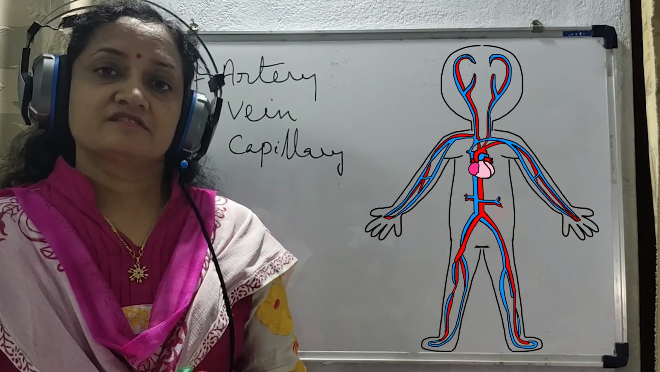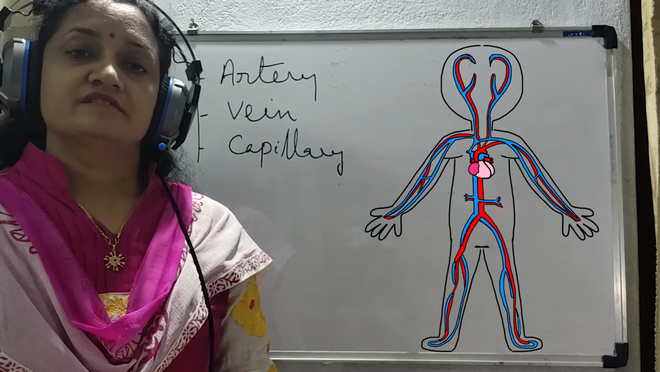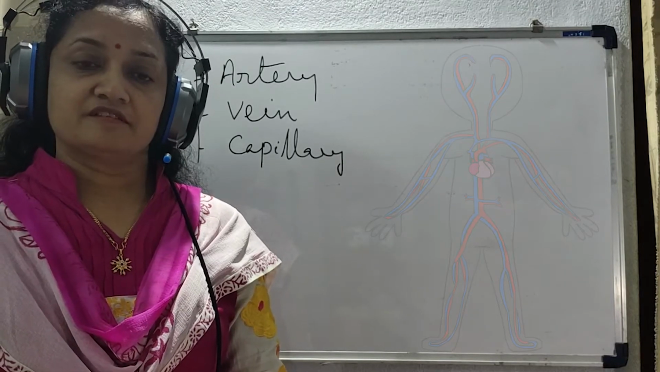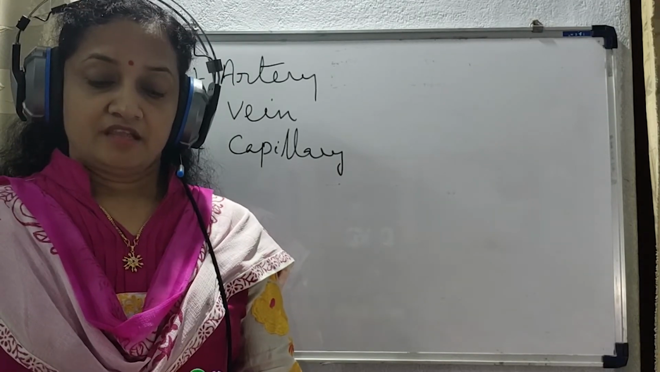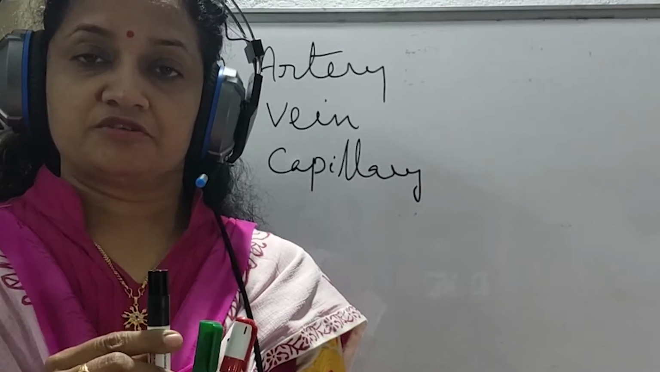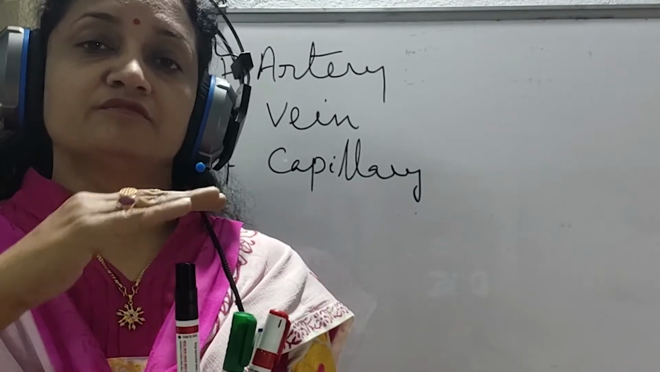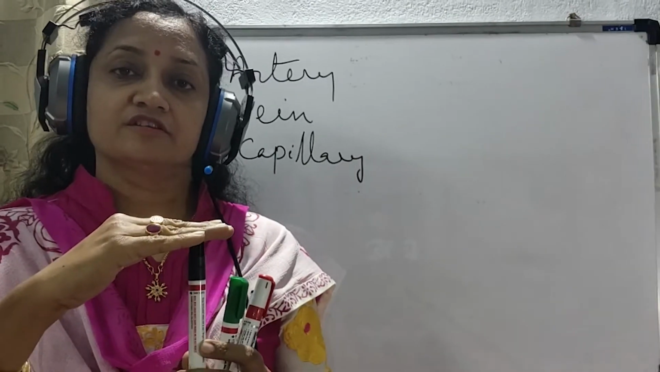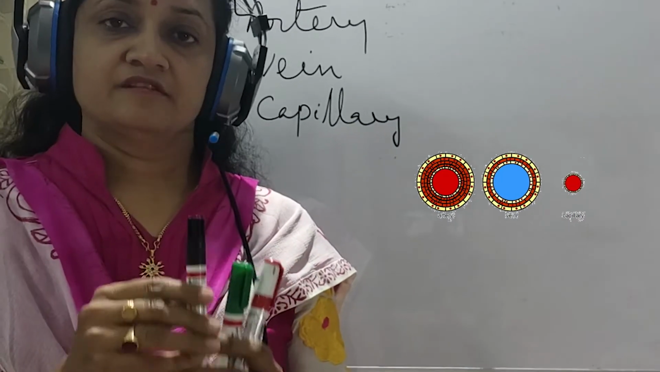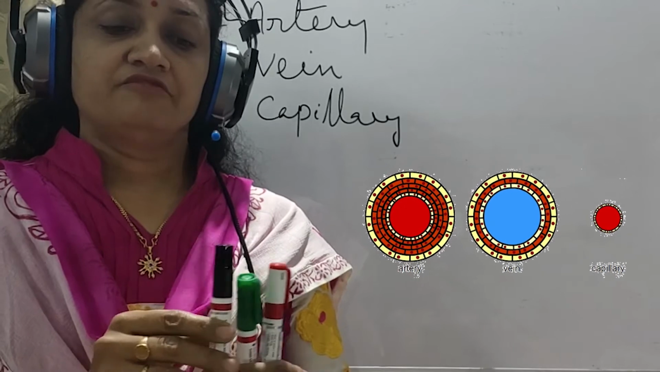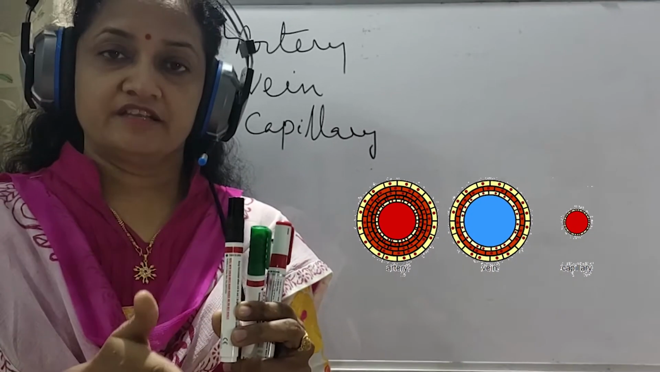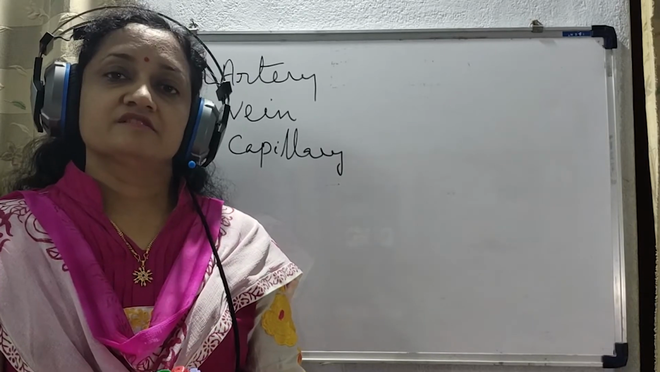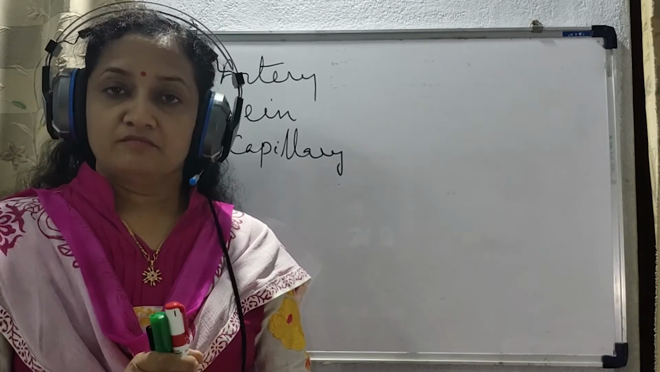So we will discuss in this video what a blood vessel is and what the cross section of the blood vessel is. Do you know what a cross section is? If you hold any structure and slice it horizontally, that is called a cross section. It is also known as a transverse section. But if we slice vertically, then it is called a vertical section. So we will discuss the cross section of the blood vessels.